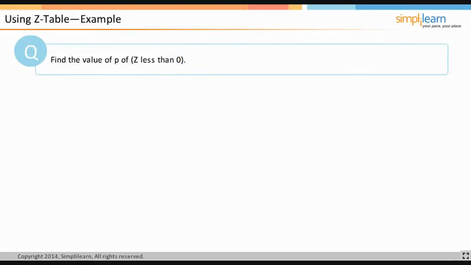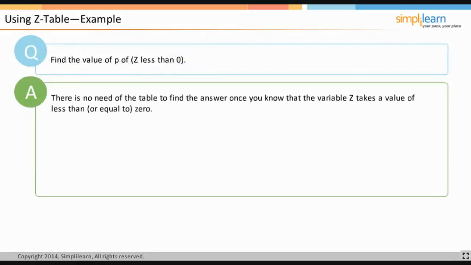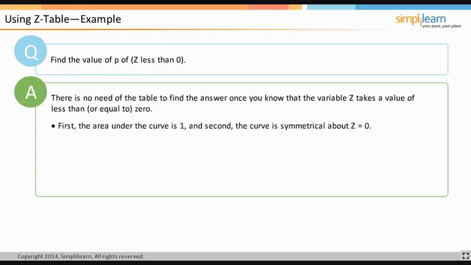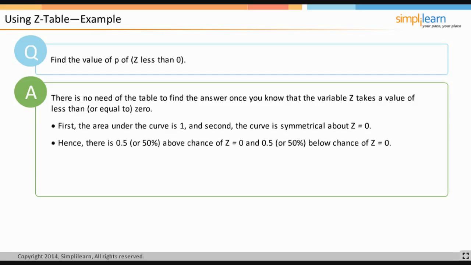Let us find the value of P of z less than 0. The table is not needed to find the answer once we know that the variable z takes a value less than or equal to 0. First, the area under the curve is 1, and second, the curve is symmetrical about z equals 0. Hence, there is 0.5 or 50% chance of z above 0 and 0.5 or 50% chance of z below 0.